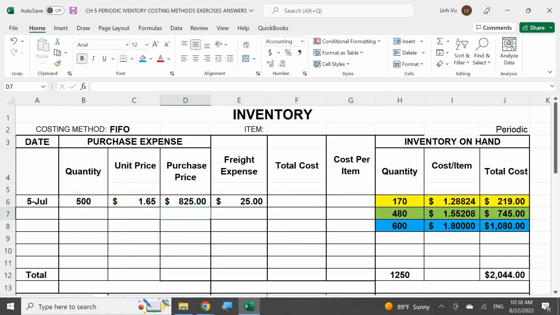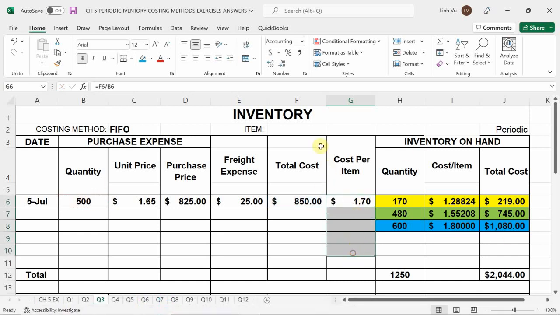$825. 825 plus 25 gives me a total cost of 850. So therefore my cost per item is going to be $1.70. Now let's see if this is even or it needs to keep going. So in this case, it's even.